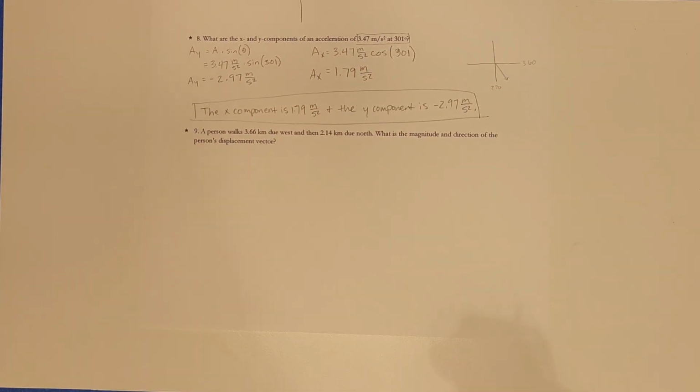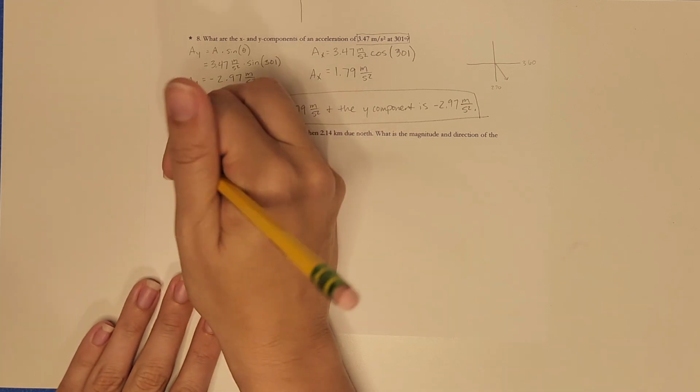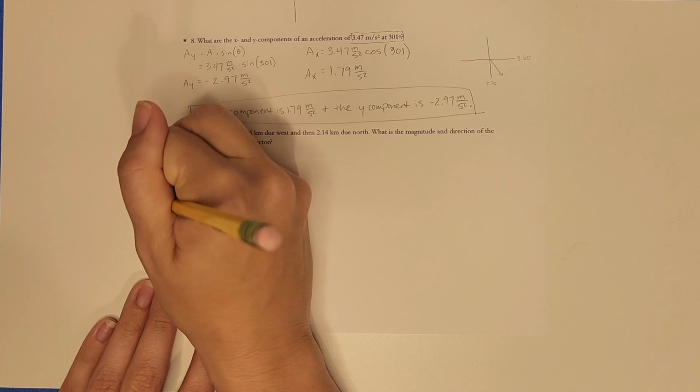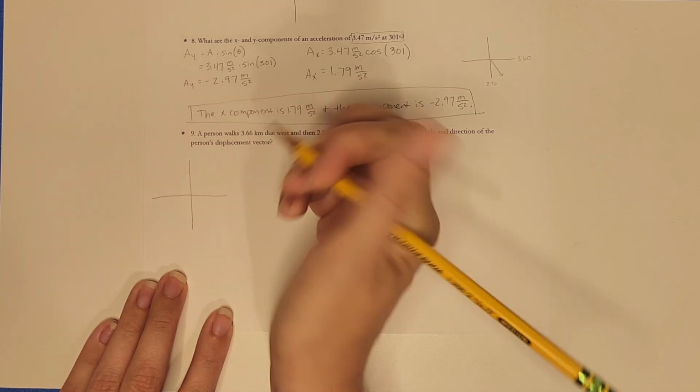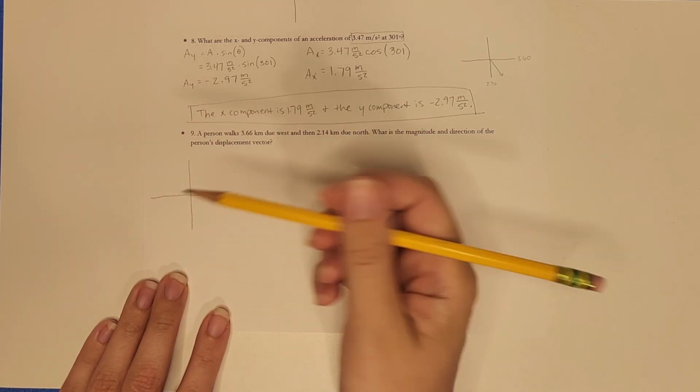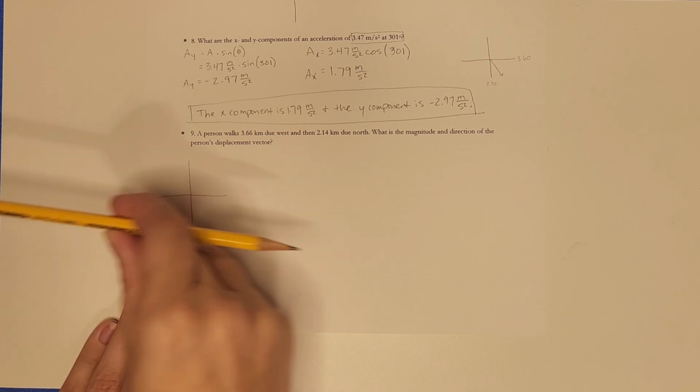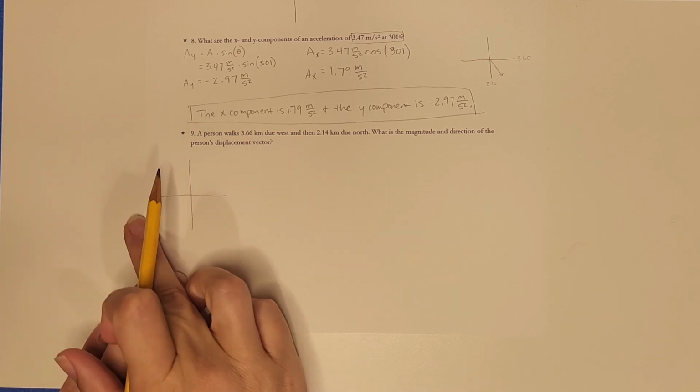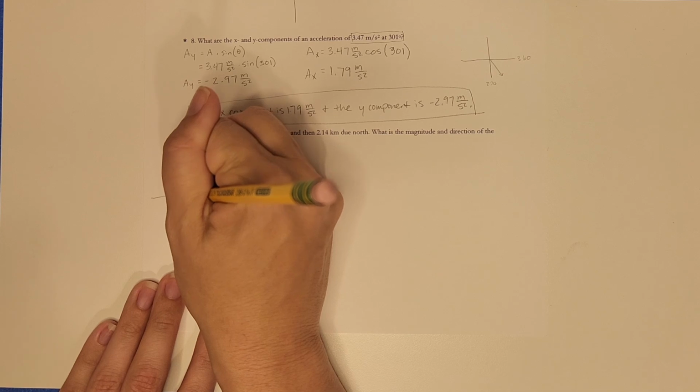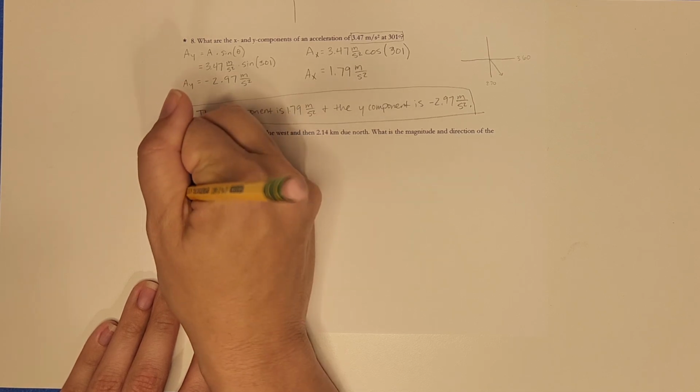Okay, question 9. A person walks 3.66 kilometers due west and then 2.14 kilometers due north. What is the magnitude and direction of the person's displacement vector? So let's draw a graph. Okay, so first they are walking west. So east is positive on our x-axis and west is negative. Okay, so I'm going to go ahead and draw an arrow there.